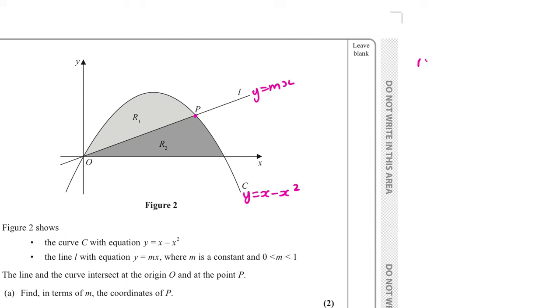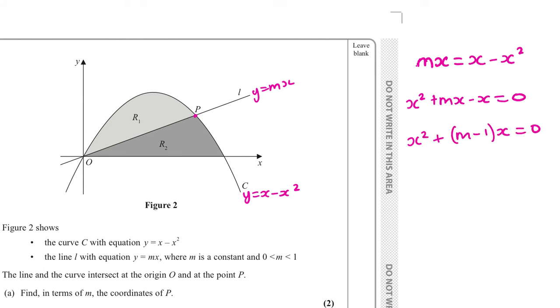So we're going to have mx equals x minus x squared. So I'm going to have x squared plus mx minus x equals 0. So technically, this is x squared plus m minus 1, lots of x equals 0. Everyone happy? Yeah? I factorised out x. If you think here, x times m, x times minus 1.